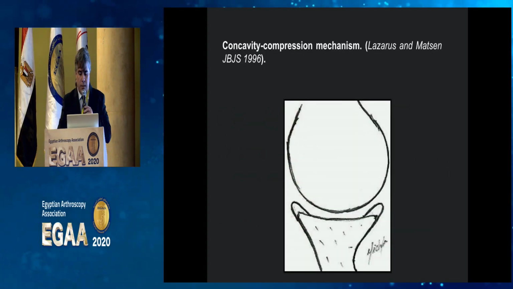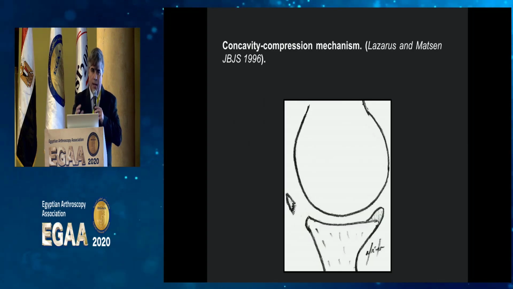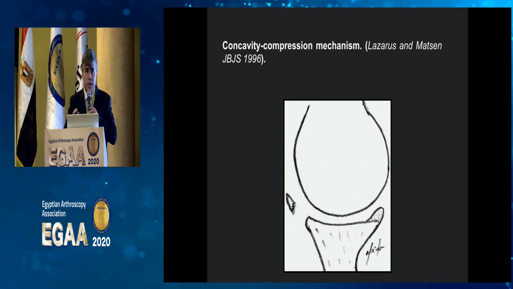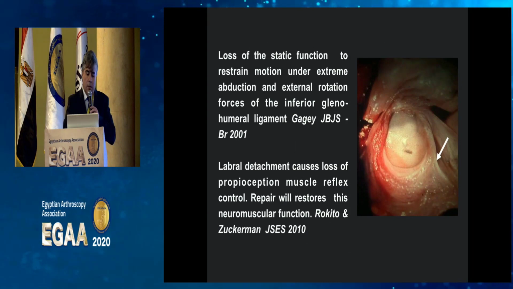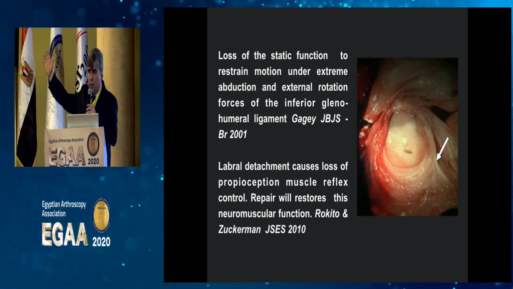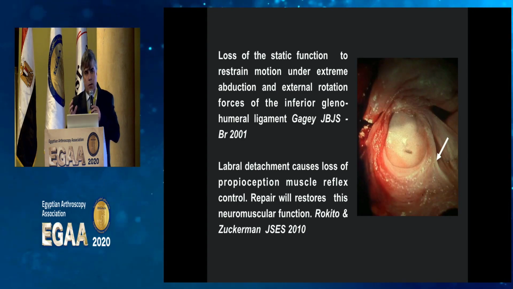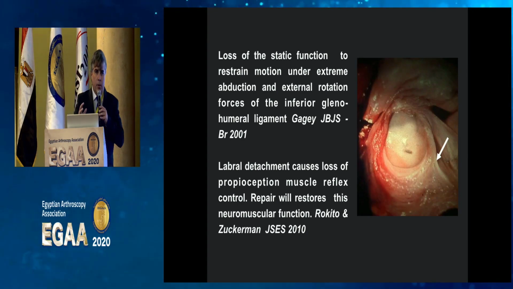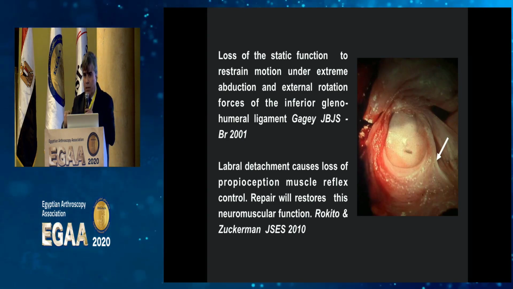The concavity compression, as described by Lazarus and Matsen, is very important, because when you lose this, you lose at least 50% of the concavity and there is an 80% increase in the chance of dislocation. When you see the picture of the glenohumeral ligament attaching to the labrum, you understand that there is not only a static function, but also a function when your arm is in abduction and external rotation, as well as a loss of proprioception here. When you detach the labrum, many patients ask us, should I go to the gym? Should I build my muscle strength? Should I be strong? Then it won't be necessary to do surgery.